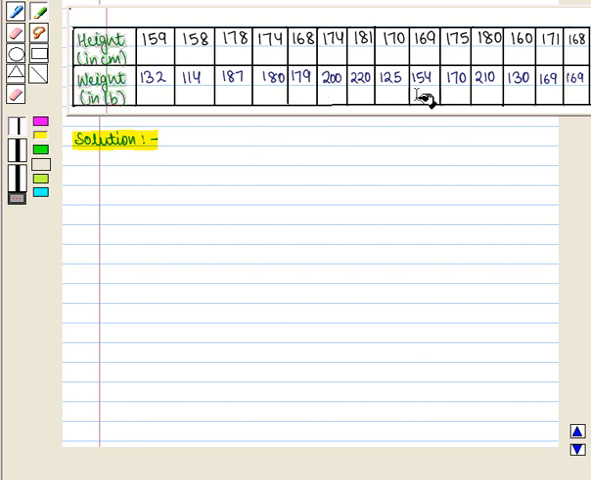In this question, we are given a table that shows the height in centimeters and weight in pounds of players. That is, we are given bivariate data and we have to draw a scatter plot for this data.